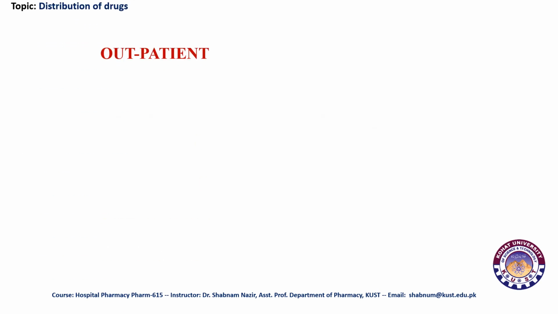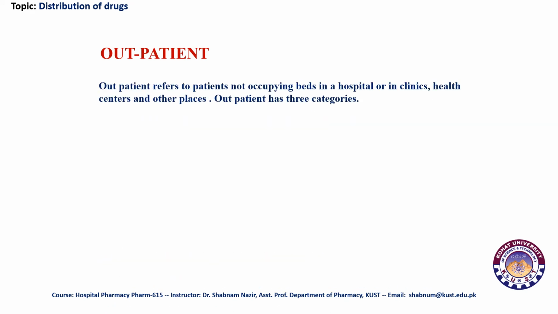Now comes distribution to outpatient. Outpatient refers to patients not occupying beds in hospital or in clinics, health centers, and other places. It simply means that patients do visit a hospital, but they are not occupying any place within a hospital for a longer time period, such that it requires hospitalization or a bed allotment to the patient. Outpatient has three categories: emergency care, tertiary care, and primary care.